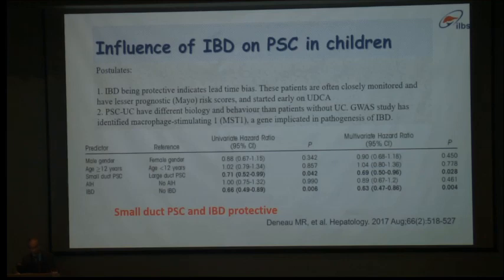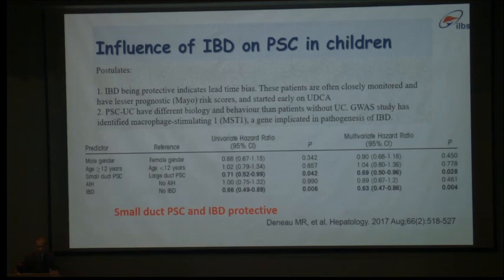So as per this data, they mentioned that small duct PSC was protective, and also IBD was protective in terms of liver-related complications, overall survival, as well as liver transplant-free survival. So the postulate for why IBD is actually showing a protective effect was that this was possibly a lead time bias, that these patients were diagnosed early, they are often closely monitored, and they have lesser prognostic scores, Mayo risk scores, and they possibly were started early on UDCA therapy. So that's why they actually have less liver disease in comparison to those who have just isolated PSC.